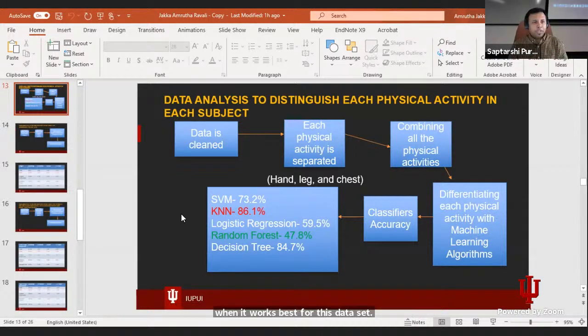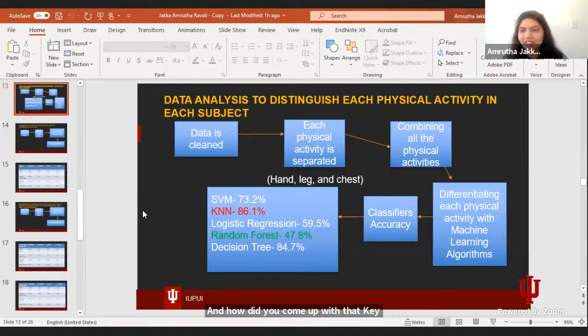And how did you come up with that K? I tried 3 different values, and when I looked at the accuracy between the 3 of them, I found K equal to 2 works best for this data set.